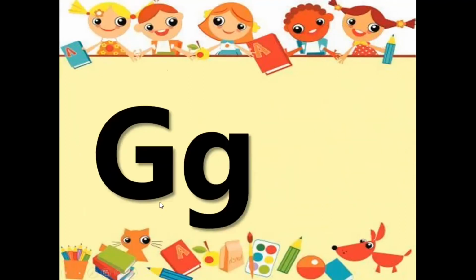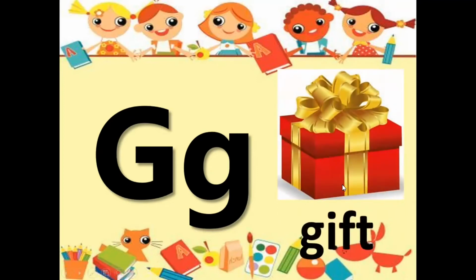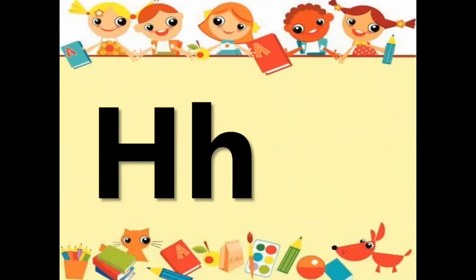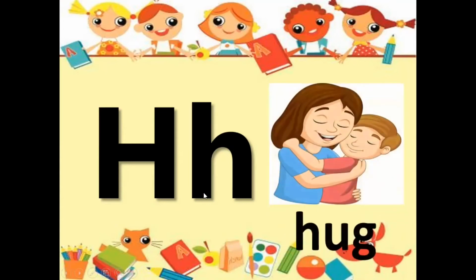Okay, this one is the letter G. Letter G says G. Everybody say it again one more time. G says G. And G is for gift. For the last letter, we have the letter H. Can you say letter H? Great. H says H. H is for hug. Can you hug your mom and dad? Or can you hug yourself? Okay, H is for hug. Good job. So that's the last letter we're going to review.